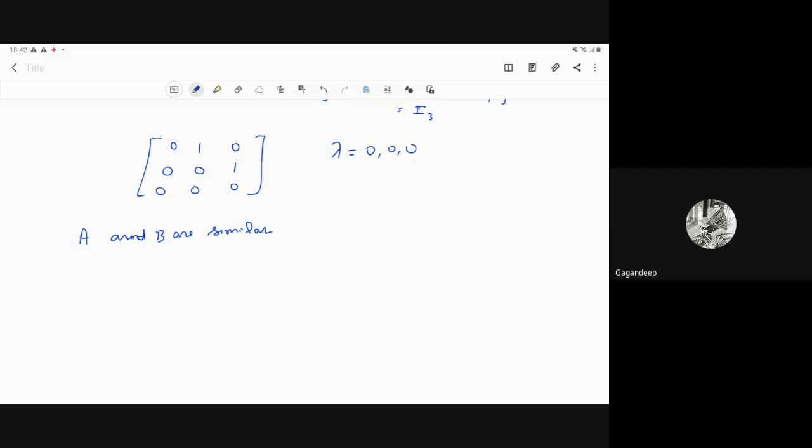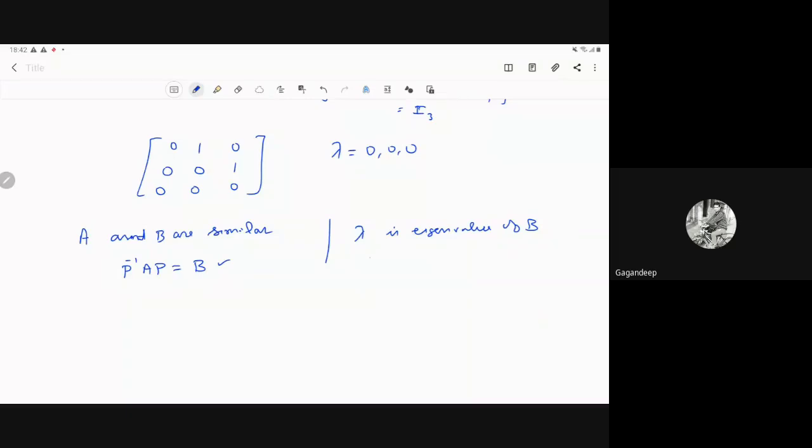Can you understand this? If A and B are similar, there exists a non-singular matrix P such that P inverse AP equals B, by definition. Using this result, can you prove that A and B both have the same eigenvalues? Very easy. Suppose lambda is an eigenvalue of A, or start with an eigenvalue of B. You can start from either side.